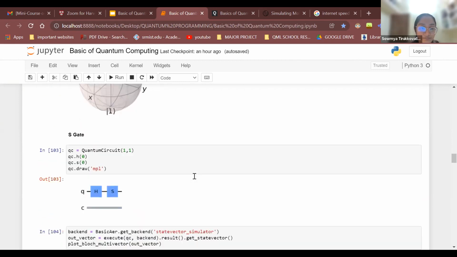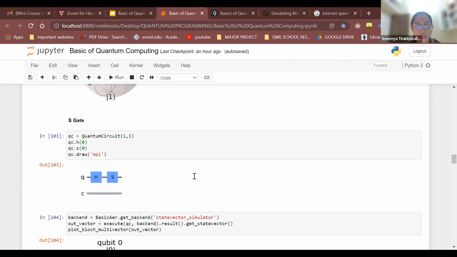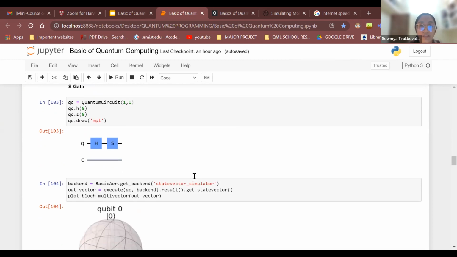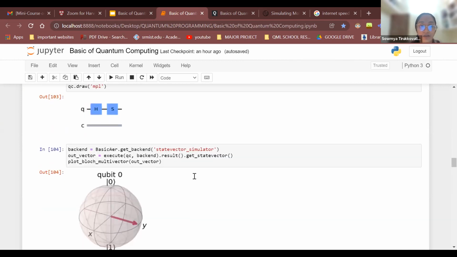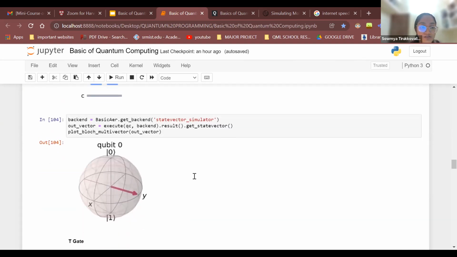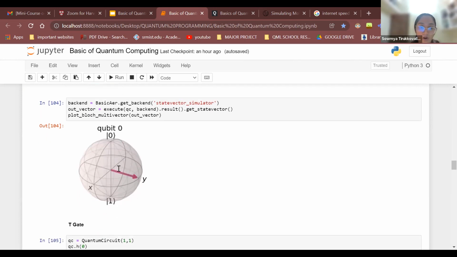And then we have the S gate, which is just a phase gate with theta equal to pi/2. Once again, I've applied a Hadamard gate before the S gate. So initially, the state of the qubit was along the x-axis. It was in the plus state. So when I applied the S gate, it flips the state of the qubit to plus i along the y-axis.